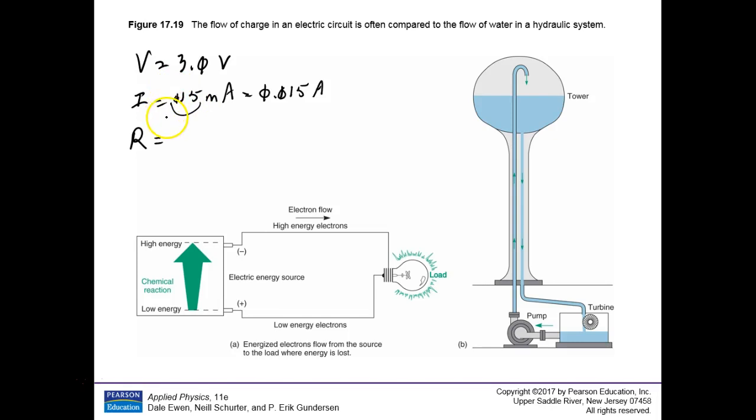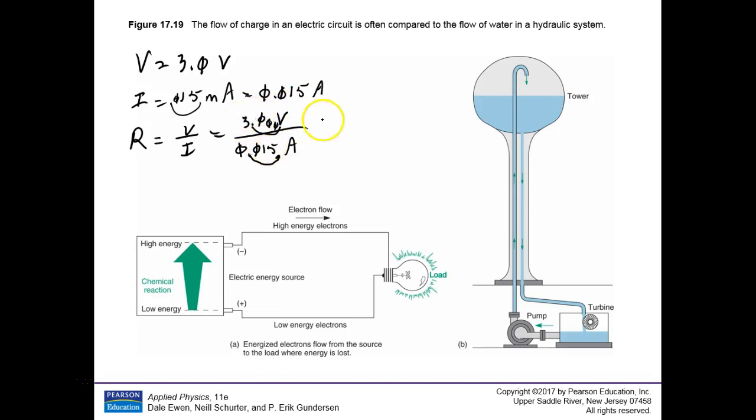That's your Q. V over I. Okay. And this would be 3.0 volts divided by 0.015 amps. Now, since you have all these decimals in there, I suggest you move this decimal 3 places to the right and that one 3 places to the right. And that gives you 15 divided into 3,000.